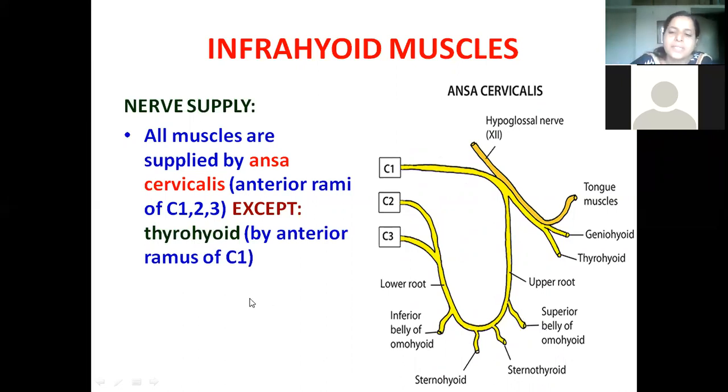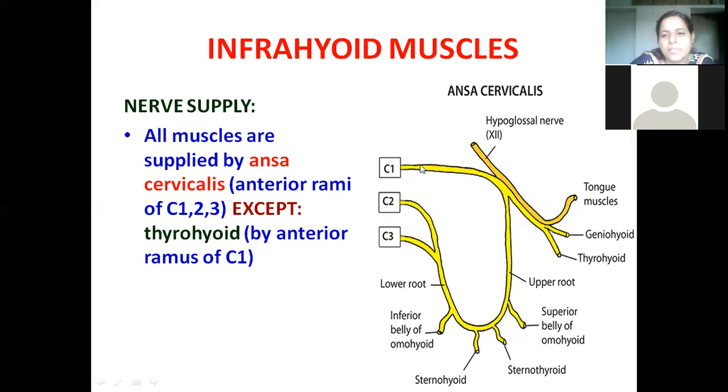Now, how is this ansa cervicalis formed? Let us see. I'm teaching all short notes also simultaneously so that you don't panic if such questions come. So we have the cervical plexus, isn't it? Its root value is C1, C2 and C3.